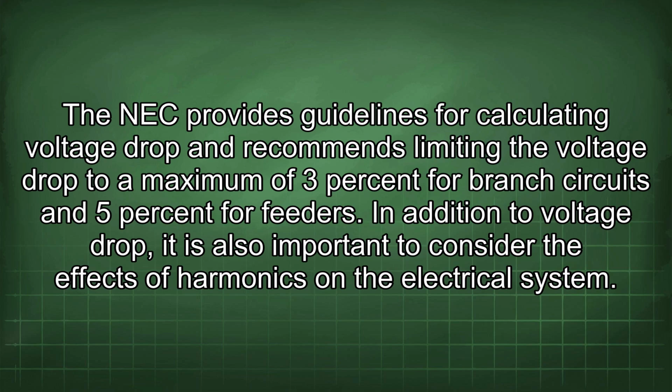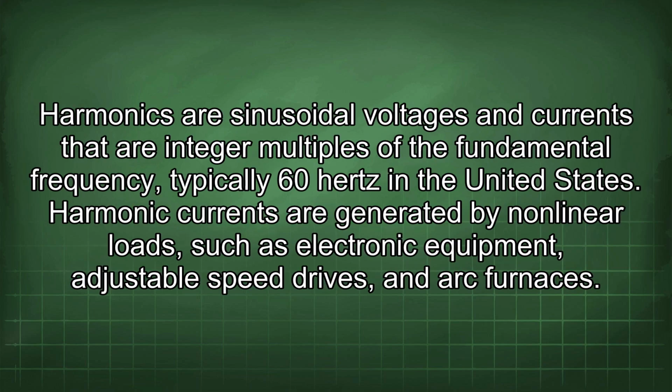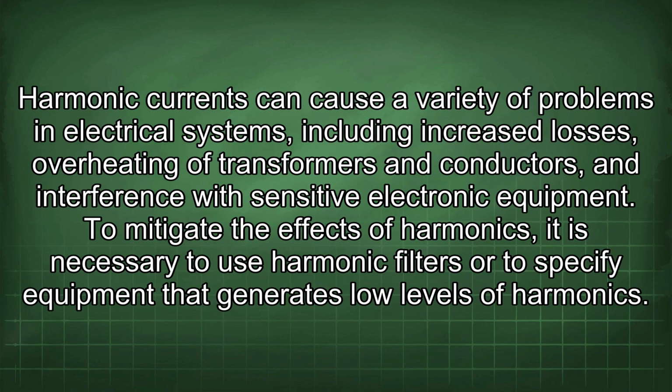In addition to voltage drop, it is also important to consider the effects of harmonics on the electrical system. Harmonics are sinusoidal voltages and currents that are integer multiples of the fundamental frequency, typically 60 Hz in the United States. Harmonic currents are generated by nonlinear loads such as electronic equipment, adjustable speed drives, and arc furnaces. Harmonic currents can cause a variety of problems in electrical systems, including increased losses, overheating of transformers and conductors, and interference with sensitive electronic equipment.